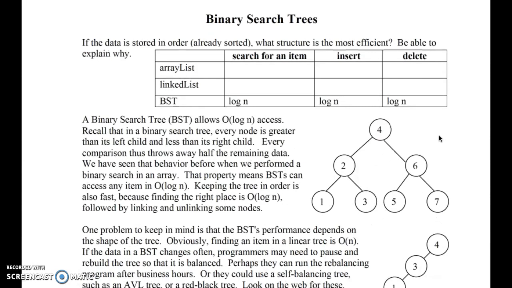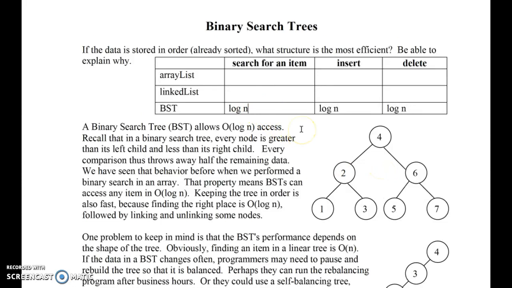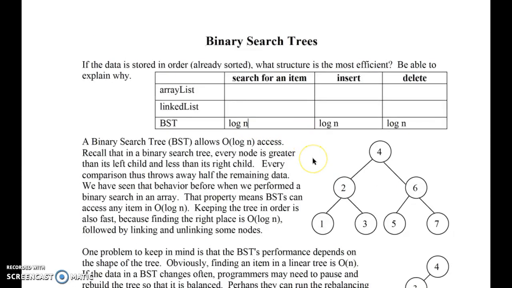Okay, so again, since I'm cutting everything in half, when I go to search for an item, I now have a log n algorithm. My tree is built, and as I go to search for something, I'm cutting my data in half every time. So I get that log n algorithm for a search.